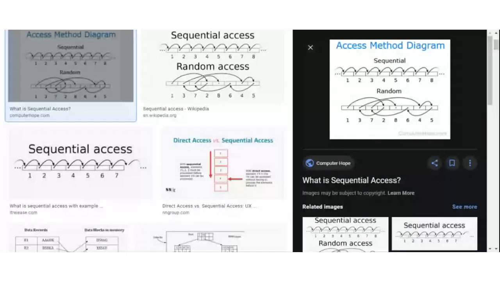These are the two methods. Any question before I proceed? Any question?